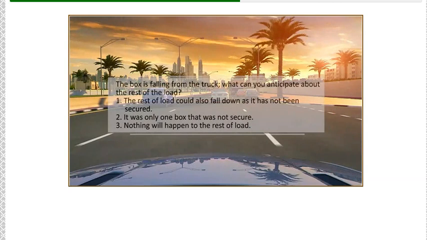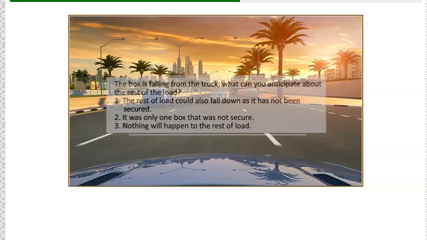The box is falling from the truck. What can you anticipate about the rest of the load? The rest of load could also fall down as it has not been secured. It was only one box that was not secure. Nothing will happen to the rest of load.